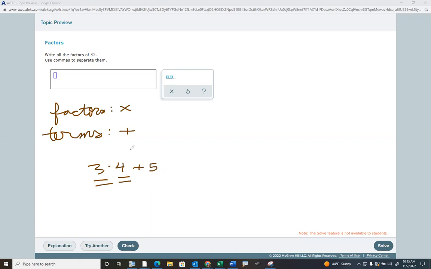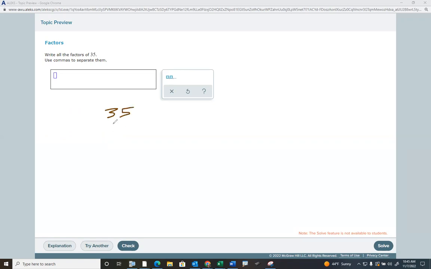All right. A lot of people just use them interchangeably, but if you make sure you use the correct word for the correct situation, it does tend to help your understanding of what's going on. Okay, so when they say write all the factors of 35, they mean the numbers that multiply together to give 35. So the way I like to do it is I like to do a factor tree.